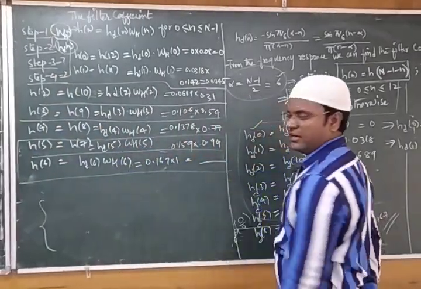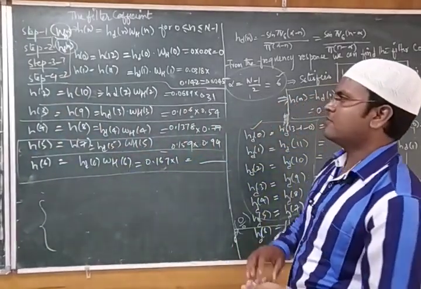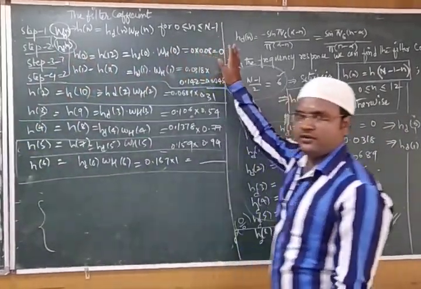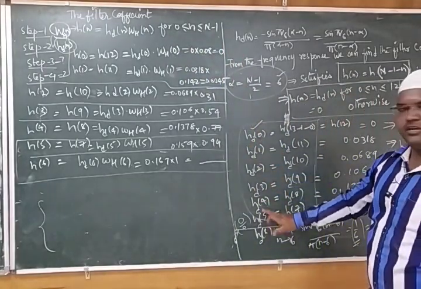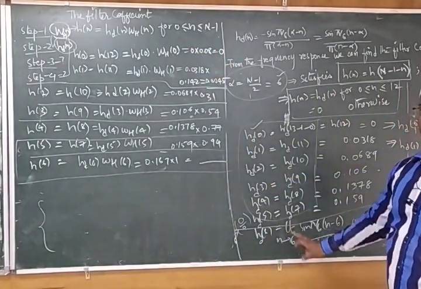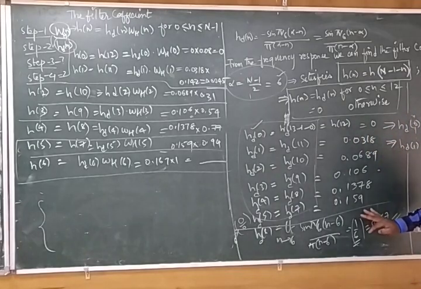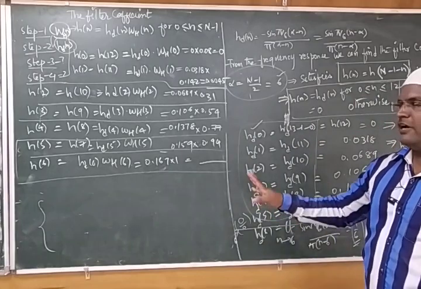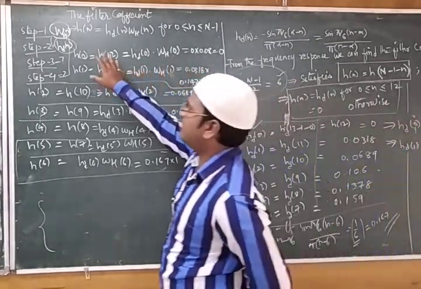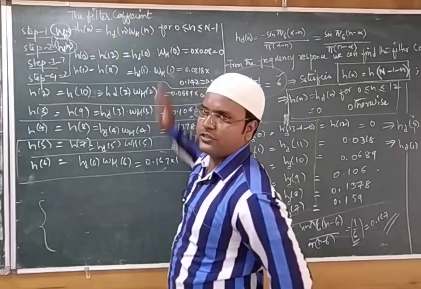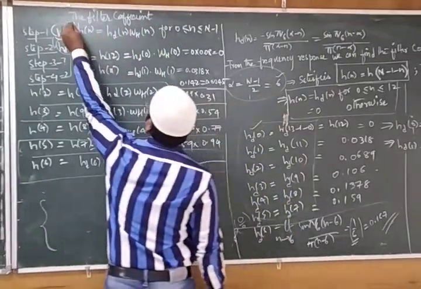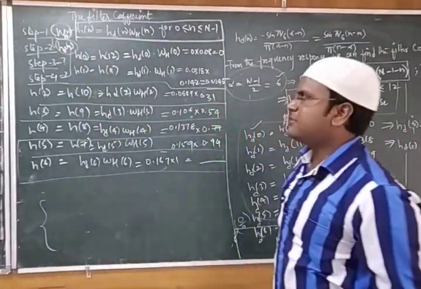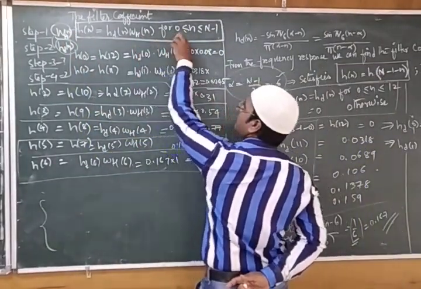What are the coefficients we had? We took wh of n and found all the values. Second, hd of n, we obtained the coefficients for all the values. Since we have the windowing function and we have hd of n, both values, we multiplied. How do we get the multiplication? By applying the filter coefficient formula. This is the formula for filter coefficients. It indicates that h of n depends upon hd of n into wh of n for these limits.